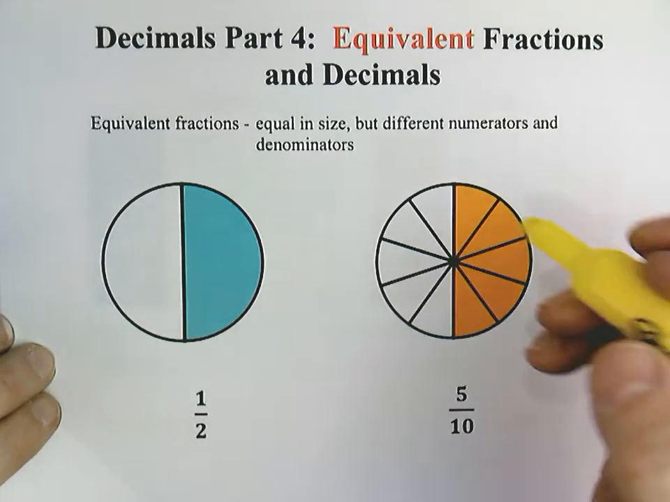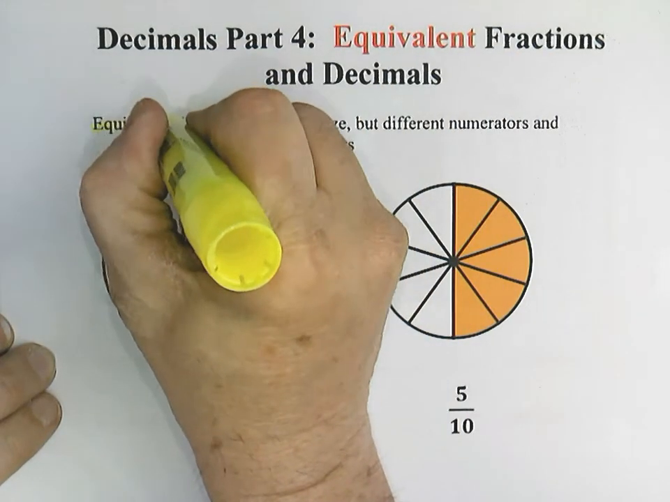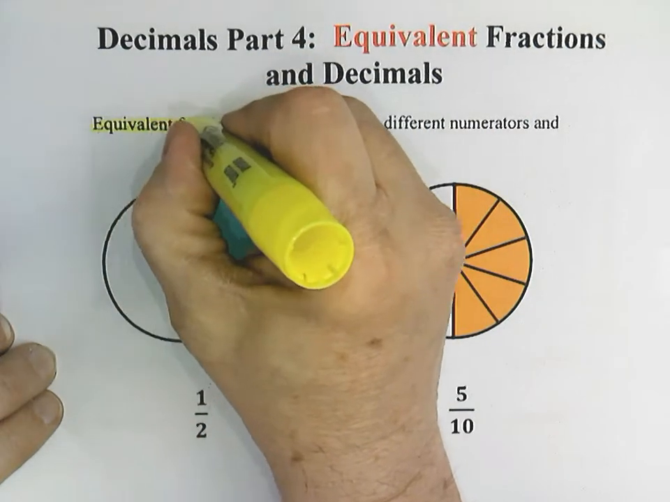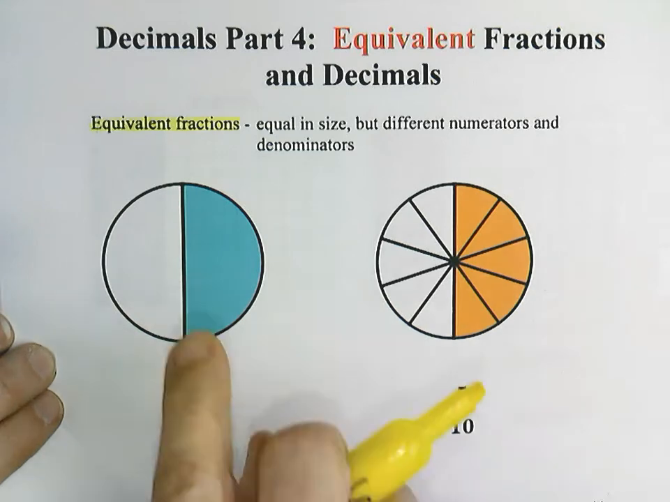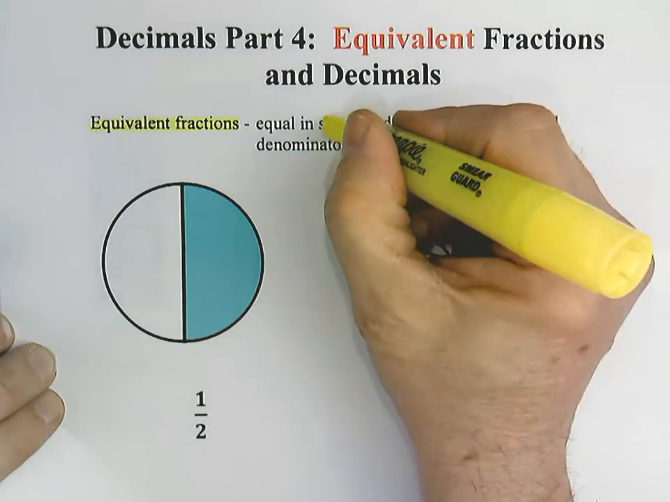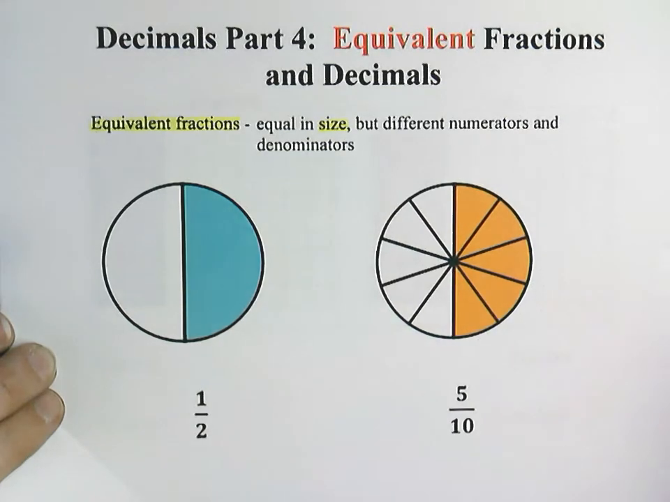The word equivalent means the same or equal. Equivalent fractions means that you have two fractions side by side that are equal in size, but the numerators and denominators are different. So, for example, here we have two fractions.